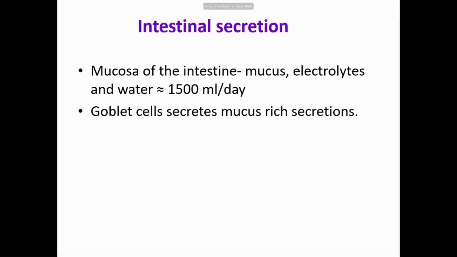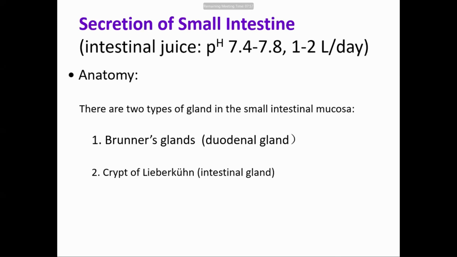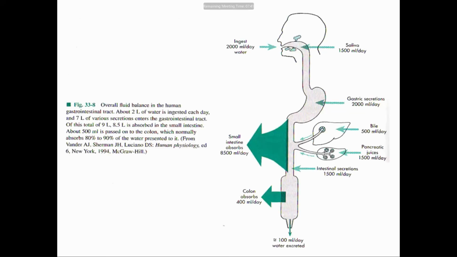So intestinal secretion is approximately 1500 ml per day. The 1500 ml per day is secreted by the mucosa of the intestine. The goblet cells secrete the mucus-rich secretion. The intestine mainly has two types of glands: Brunner's gland and the crypts of Lieberkühn. So about 1500 ml is secreted from the intestine.